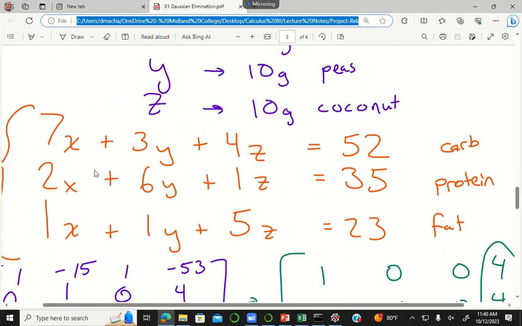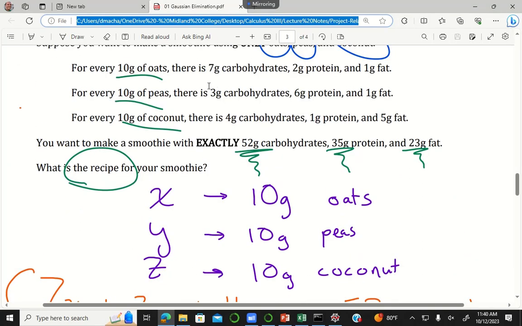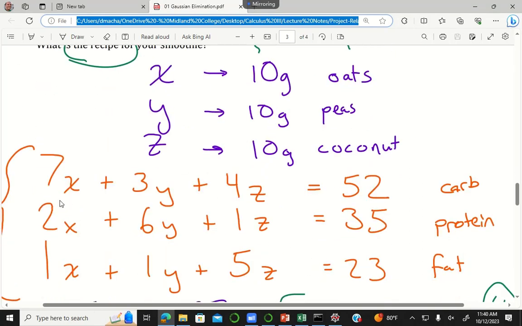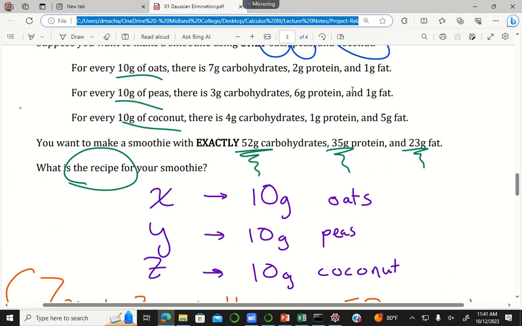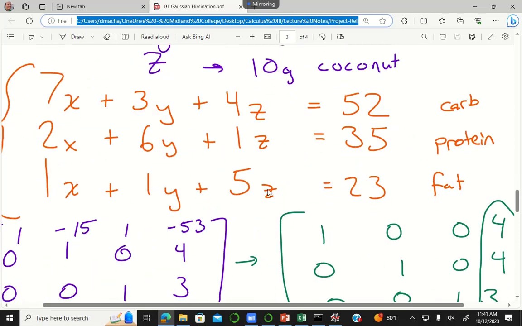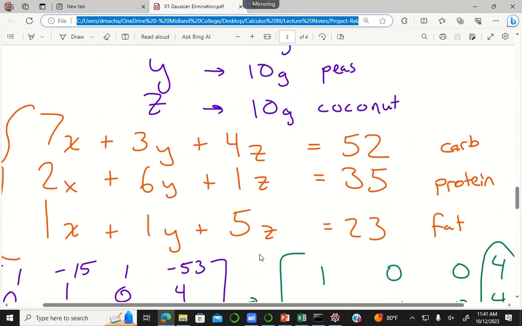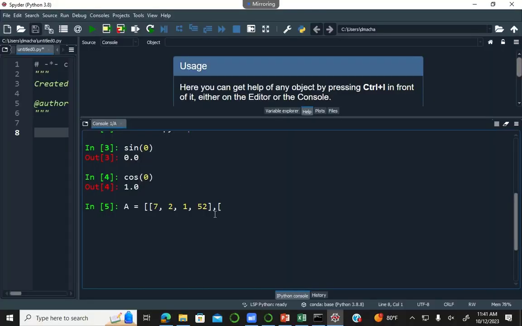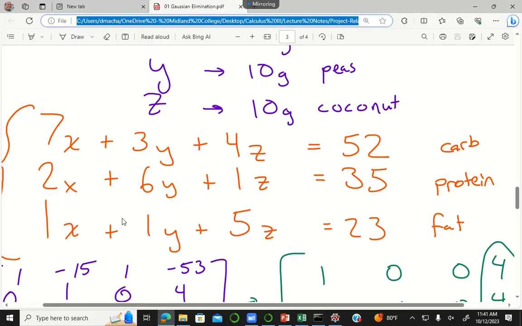Okay. We said 2, 6, 1. Although that doesn't really add up to 10 grams, does it? It was supposed to be 3, 6, 1. I just wrote it down wrong. So we'll say 2, 6, 1 because that's actually the problem that we solved. And we were shooting for 35 grams of protein. And then my last row was 1, 1, 5.